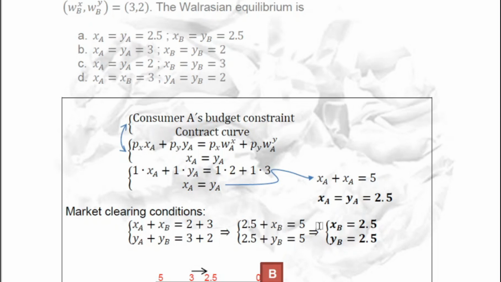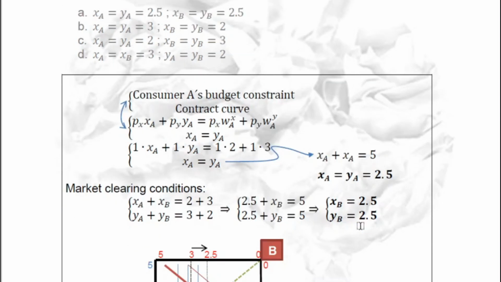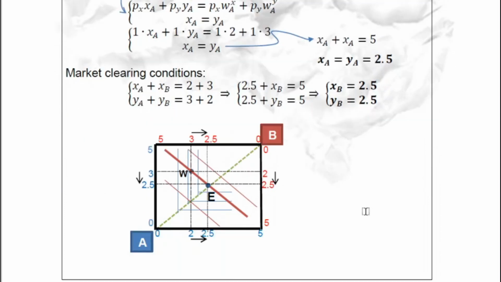Then consumer B also will demand 2.5 of each good. Okay, then we have the graph, the Edgeworth box. Initially these are the endowments, or the endowment allocations.